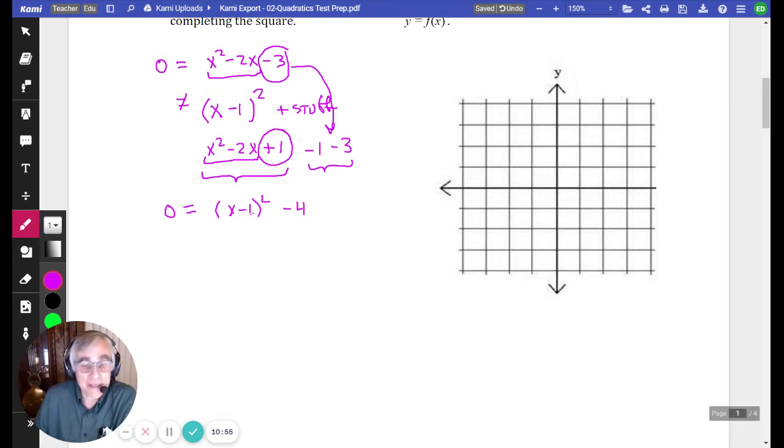So basically, I want to get x by itself. So I'm going to start peeling away the pieces around the x. So 4 equals x minus 1 squared. And now I need to take the square root of both sides. And when I do that, I'm going to get a plus or minus. So the square root, do this.